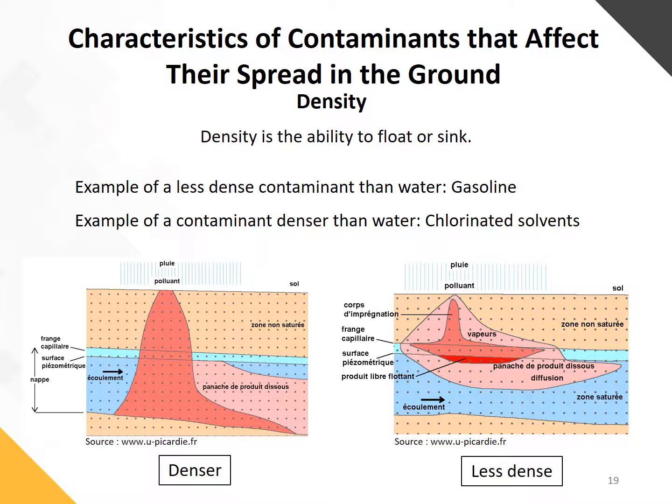Whereas when the contaminant is less dense than water, for example gasoline, it will flow vertically, but its course will stop at the surface of the groundwater. The image on the right shows that the concentration is much lower than in the case of contamination with a more dense contaminant, such as chlorinated solvents used for dry cleaning.